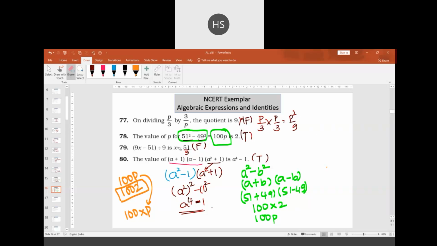All right. In the 79th, what happens is we have to divide this 9x by 9 and also divide this 51 by 9. 9x by 9 will give x because the 9 gets cancelled. Whereas minus 51 by 9, you cannot cancel that and you will not get minus 51. So it is false. We will get x minus 51 by 9. Understood, sir? Yes, sir. We got the answer.